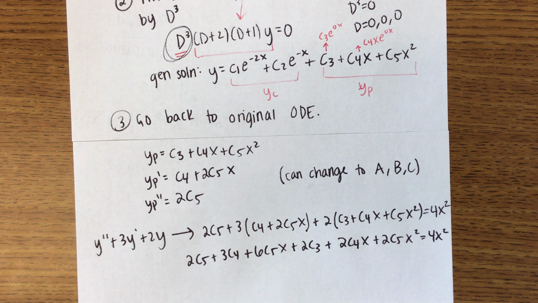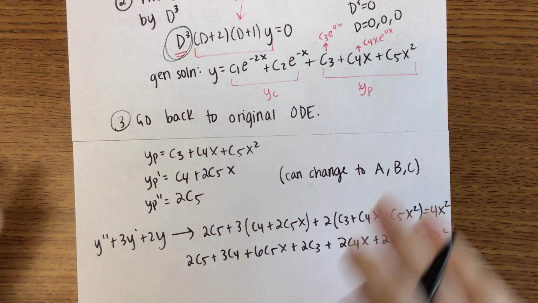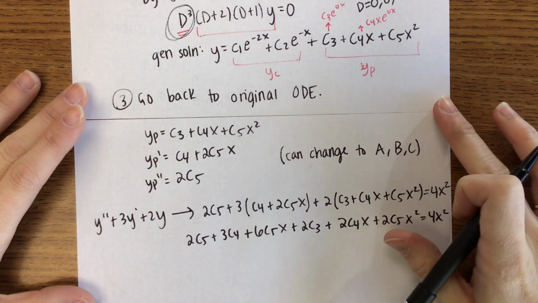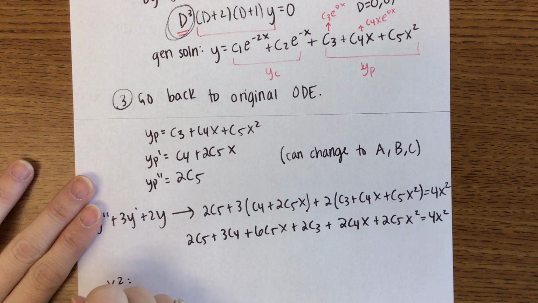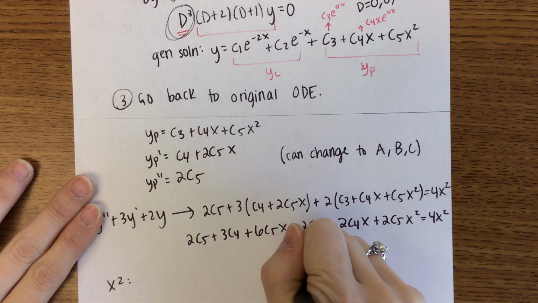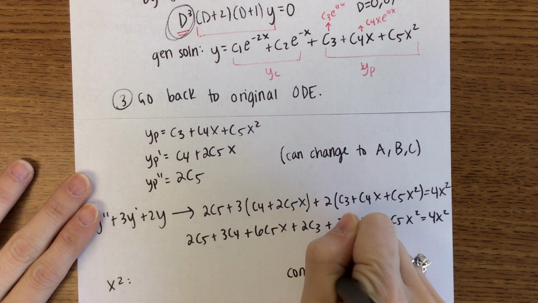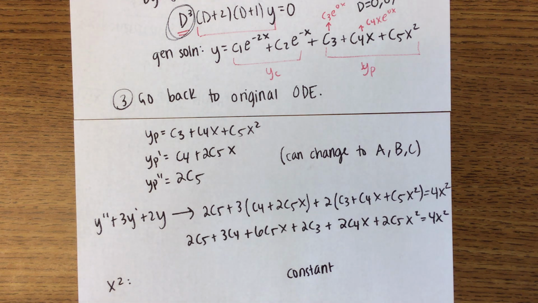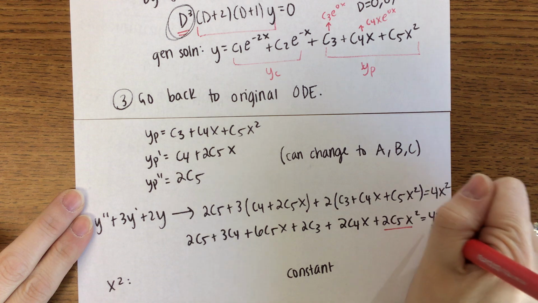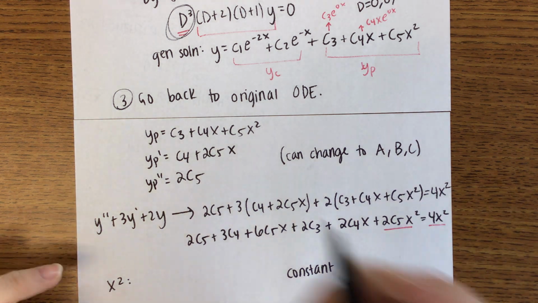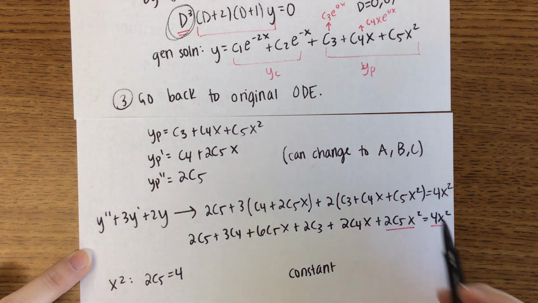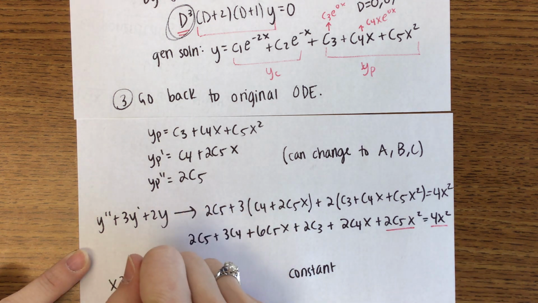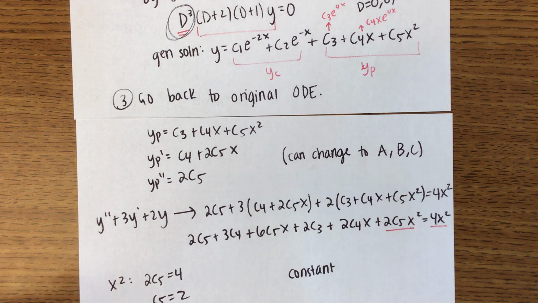So we need to find c3, c4, c5. Okay, there are 3 different terms that we see. We have all the terms that have an x squared, we have all the terms that have an x, and then we have all the terms that are a constant. So I'm going to look at those separately. X squared, I believe, is just this term. So we get 2c5 is equal to 4. So I'm going to divide out the x squareds. Our c5 then is 2.